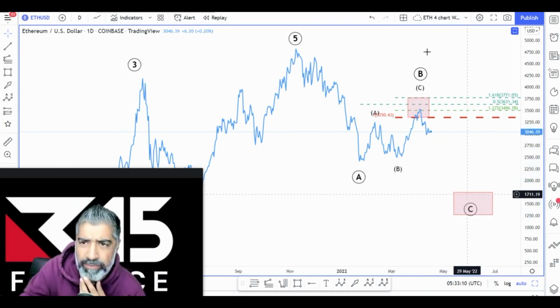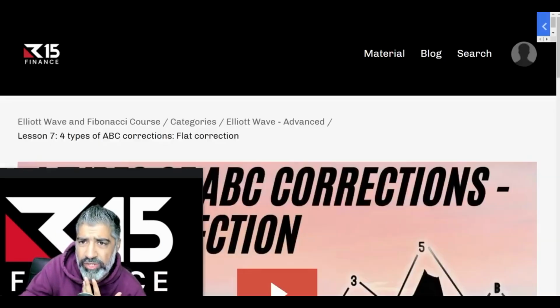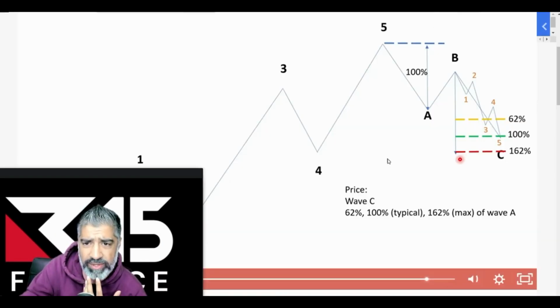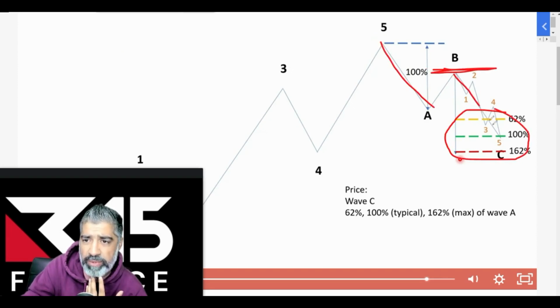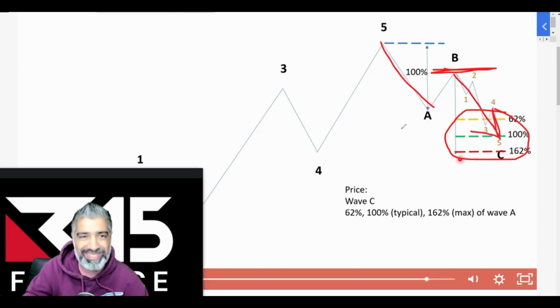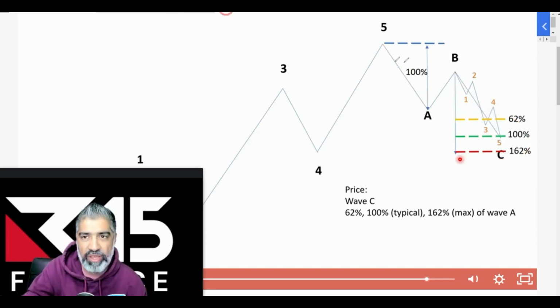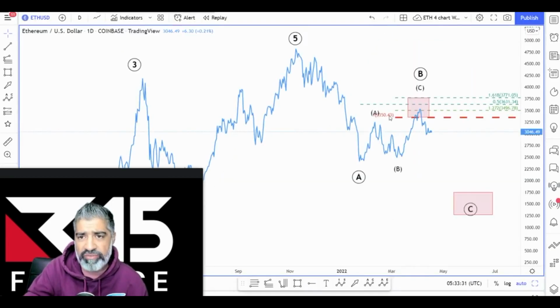So what we're going to do here, again, same thing, just popping back to this. This time we are doing this part here. We're going to be really looking at this part, measuring this wave and then projecting it forward from the wave B top and getting some projections. And these are typical buying and selling behavior ratios that we want to be really, really aware of.